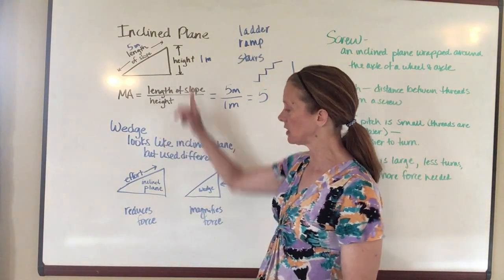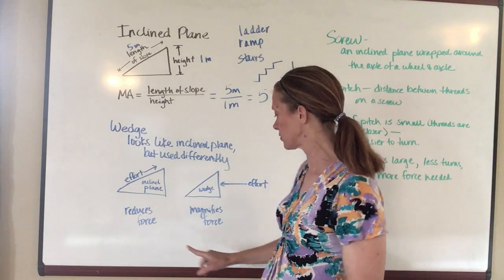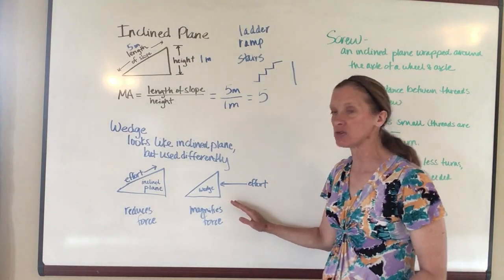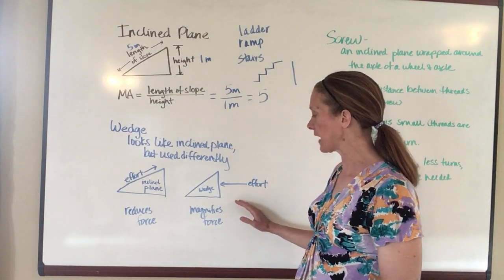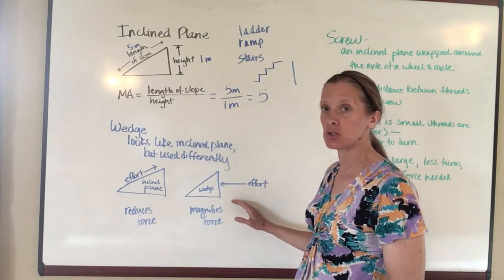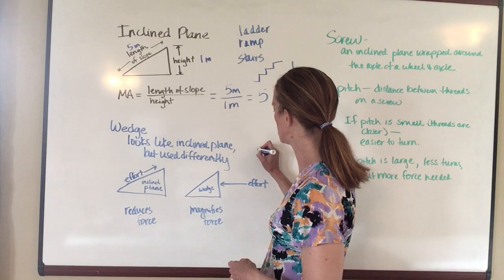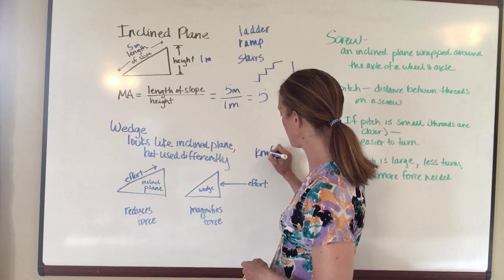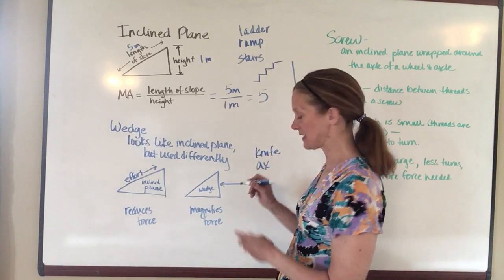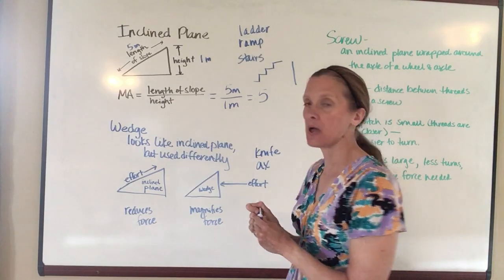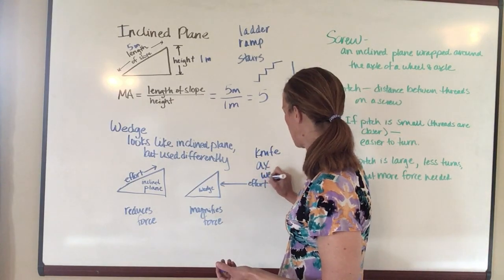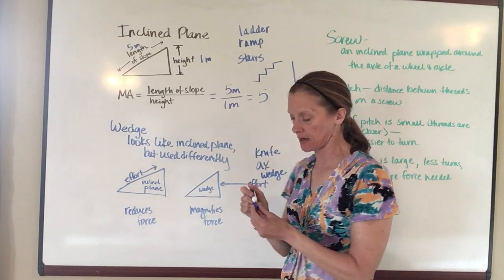The whole purpose of an inclined plane is to reduce force, but the purpose of a wedge is actually to magnify the force that you're going to use when you're doing this. An example of a wedge is a knife or an axe. I don't know if all of you know what that is.